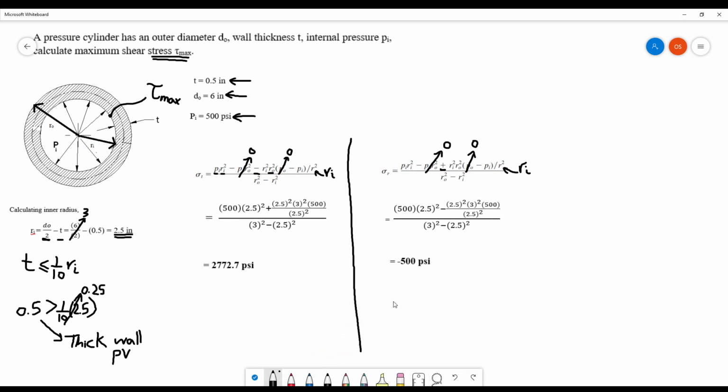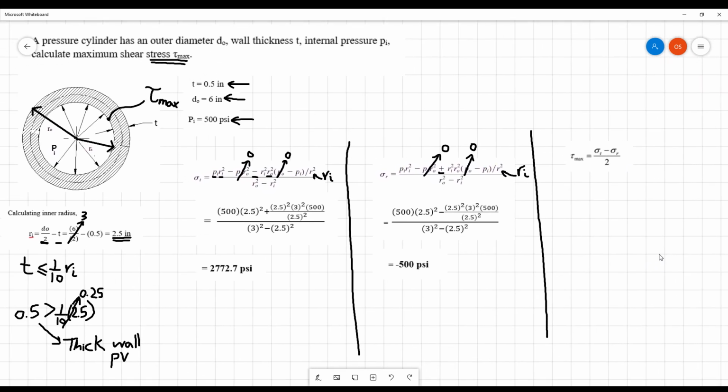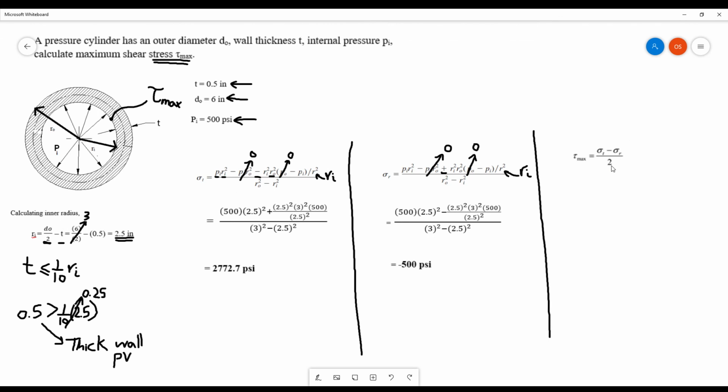Now for our last step, we're going to calculate tau max. And tau max is simply governed by this formula: sigma t minus sigma r over 2. And this looks familiar if you analyze Mohr's circle. Quick Mohr's circle: sigma t, which is 2772.7 psi, is going to be right here, and sigma r, which is negative 500, is going to be here.